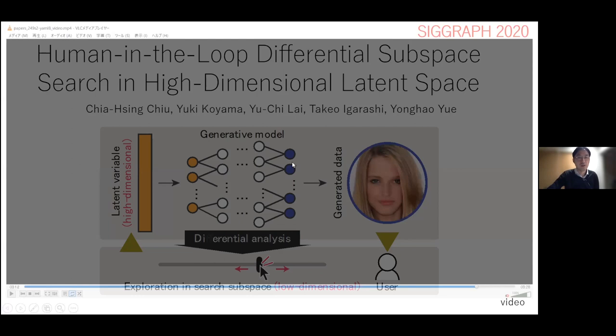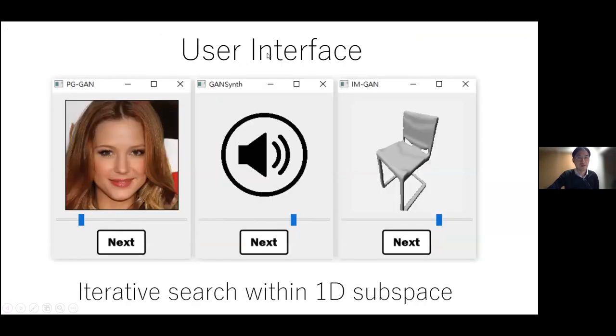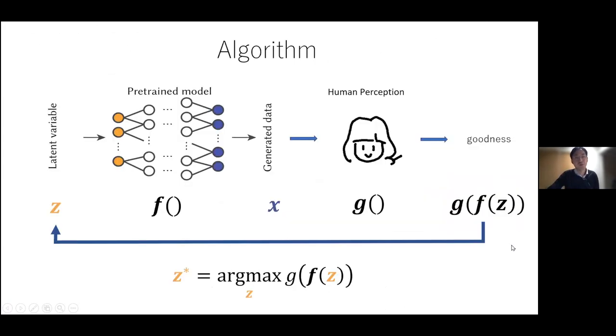Okay, so yeah, it's the same thing. The user interface is the same: one slider, with image generation, sound generation, and 3D model generation. So we only need the gradient of the network. So the algorithm looks like this. Let me go into a little bit of detail. So it works like this.